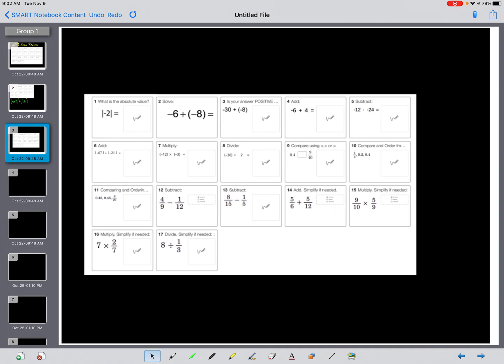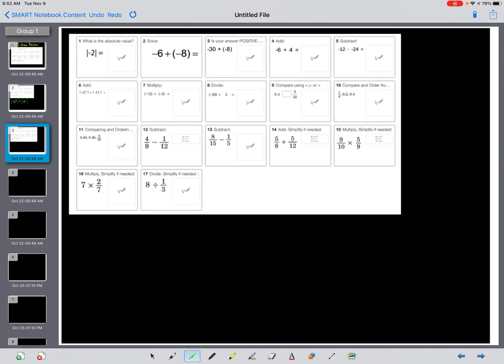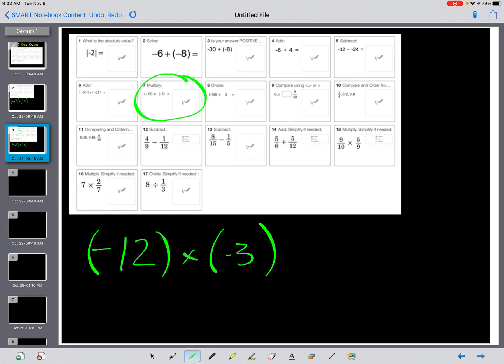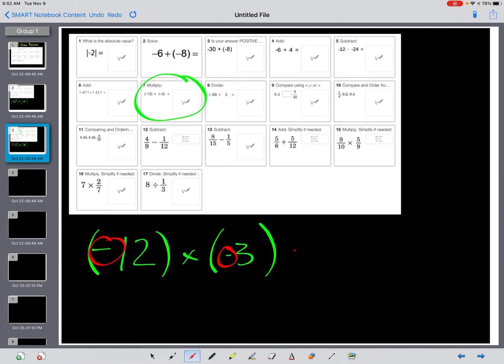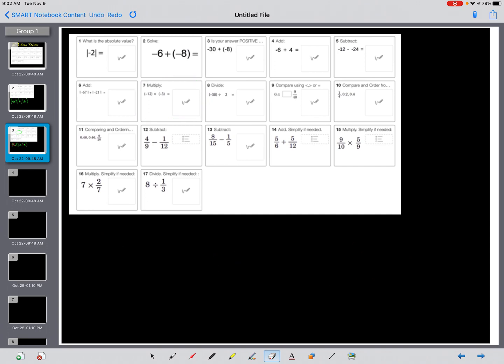Okay, so let's now move to number 7 here. We're multiplying -12 and -3. Integer rules state that when you multiply integers of the same sign, in this case they're both negative, your answer will be positive. We're going to get a positive answer here. So -12 times -3 is 36. Okay. So keep in mind those integer rules with multiplication.